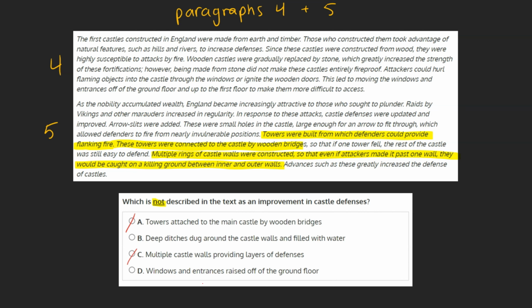D. Windows and entrances raised off of the ground floor. This we see in the 4th paragraph, which tells us that attackers could hurl flaming objects into the castle through the windows or ignite the wooden doors. This led to moving the windows and entrances off of the ground floor and up to the 1st floor to make them more difficult to access.